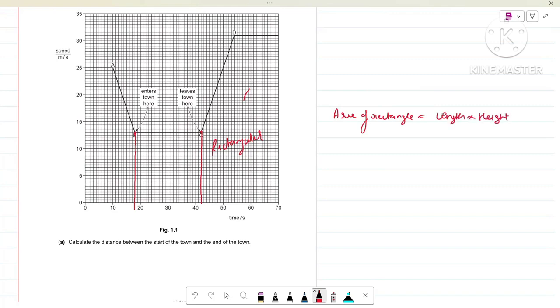Okay. Now make sure that if speed is in meters per second, here time should be in seconds. If time is given in minutes, then you have to convert it into seconds if speed is in meters per second. Units should be the same.